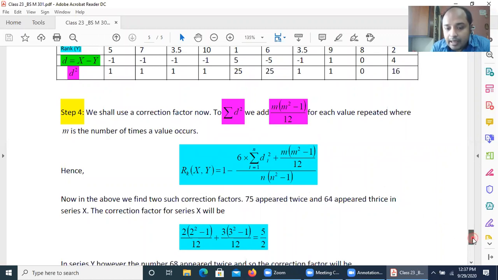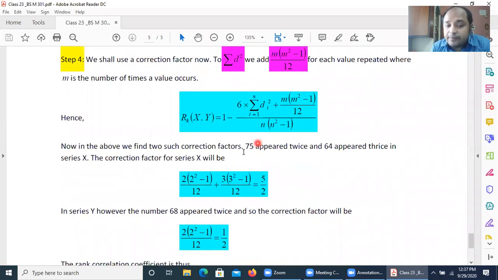Okay. Now you see 75 repeated twice and 64 repeated thrice. So by using this particular formula, suppose I am considering the first item to be m1 and the second item to be m2. So m1's value is 2 because 75 repeated twice, and m2's value is 3 because 64 repeated thrice. So the correction factor for series X will be 2 into 2 square minus 1 by 12 plus 3 into 3 square minus 1 by 12, which is equal to 5 by 2.